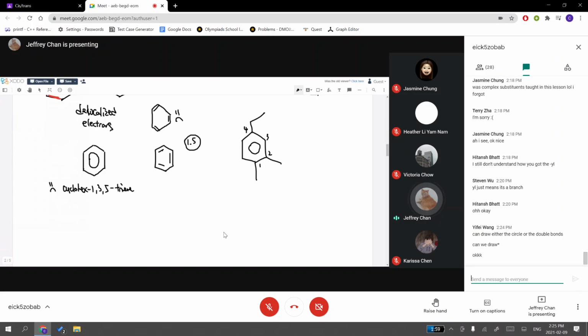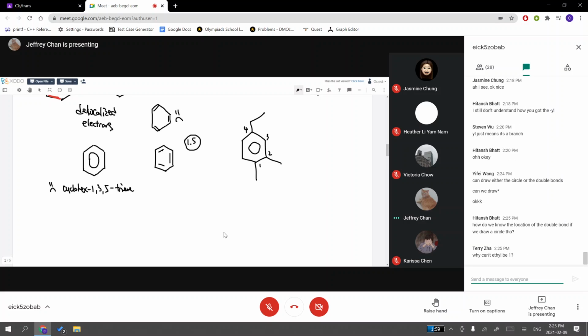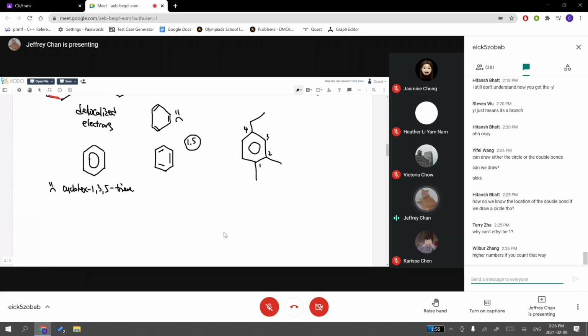So I believe I did this one. How do we know the location of the double bond? You don't know the location of the double bond because it moves around, right? That's why we draw the circle. Because it's delocalized, it's moving around. There's no exact way, unless you can freeze time, right? You can't just say, oh, the double bond has to be here.